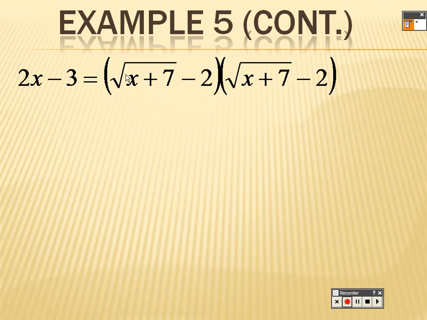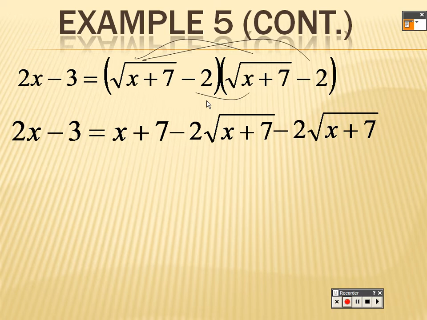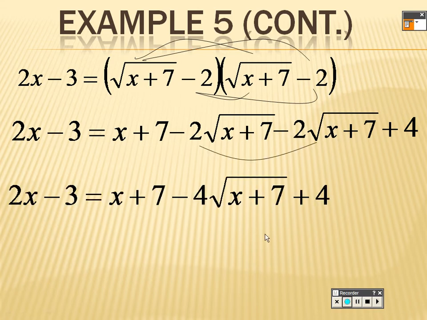Alright, so square root of x plus 7 times square root of x plus 7. Remember, when you have the same thing underneath two square roots, all you get is what was underneath, so that's an x plus 7. Square root of x plus 7 times negative 2 is negative 2 square root of x plus 7. Negative 2 times square root of x plus 7 is another negative 2 square root of x plus 7. And negative 2 times negative 2 is 4. So if you have negative 2 of these and negative 2 of these, you actually have negative 4 of those.